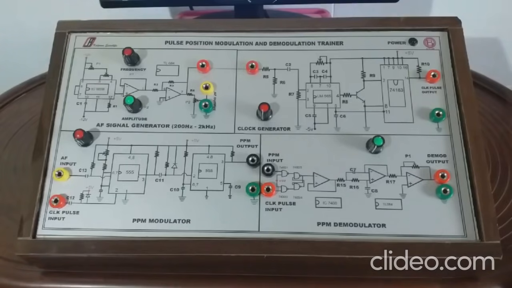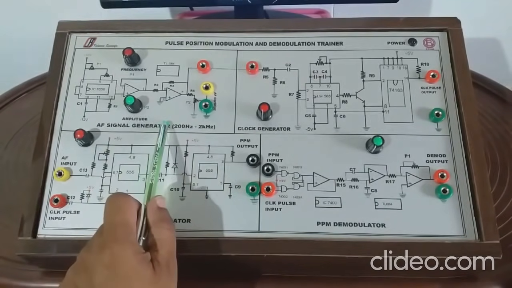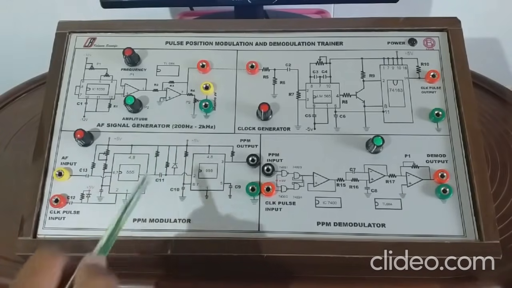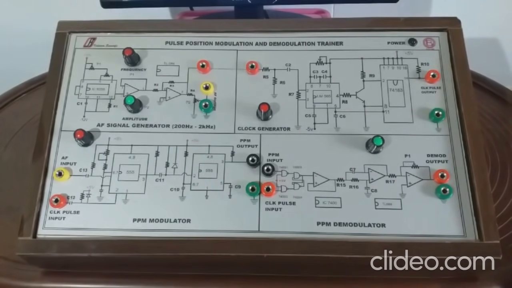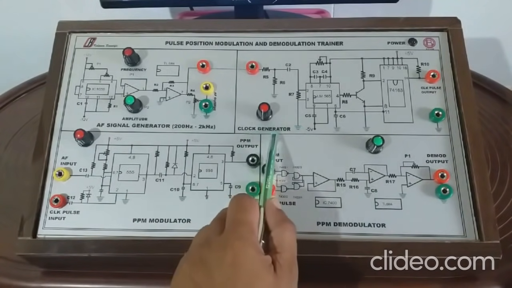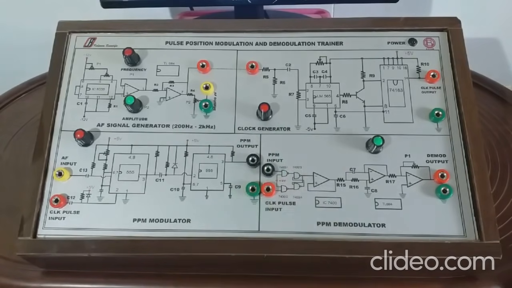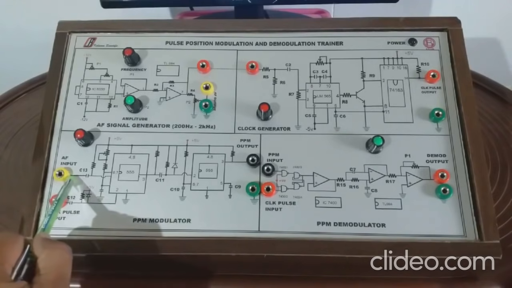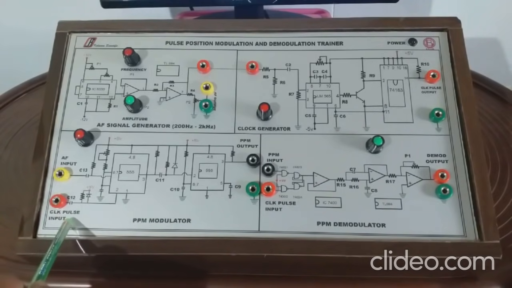This trainer kit has 4 inbuilt sections. The first one is the Audio Frequency Signal Generator or AF Signal Generator section, which generates an AF signal to be used as the modulating or message signal. The next section is the Clock Pulse Generator section, which generates a carrier clock pulse synchronized with the AF signal to be used as the carrier wave for pulse position modulation. The third section is the Pulse Position Modulator section. This section uses the carrier clock pulse from the previous section as the carrier wave and the AF signal as the modulating or message signal, and produces a pulse position modulated wave at its output.